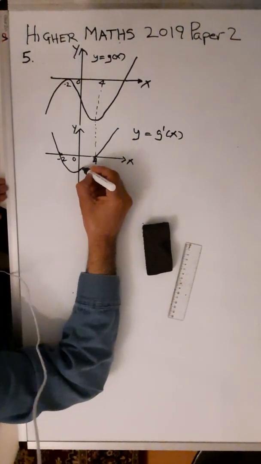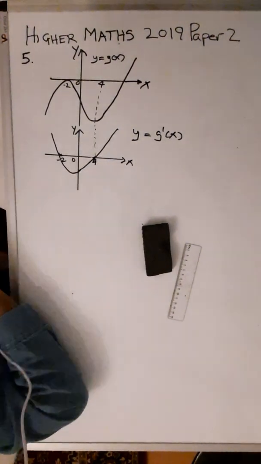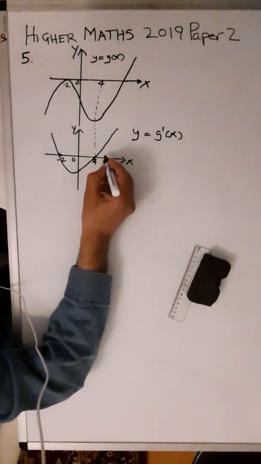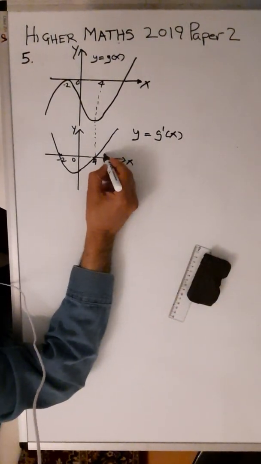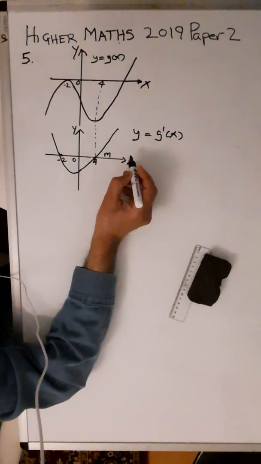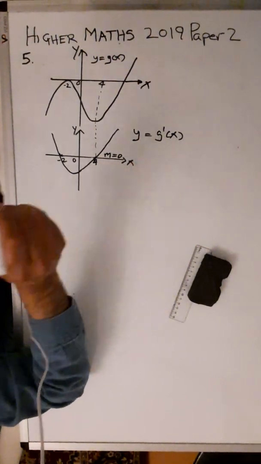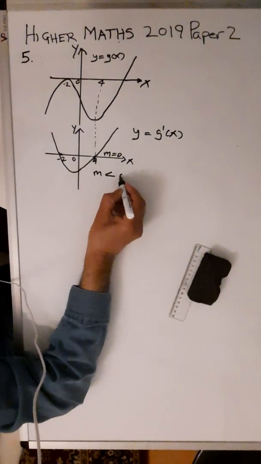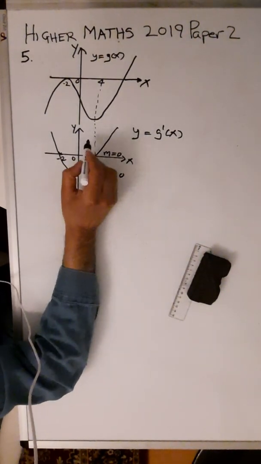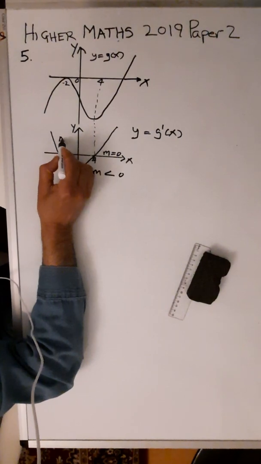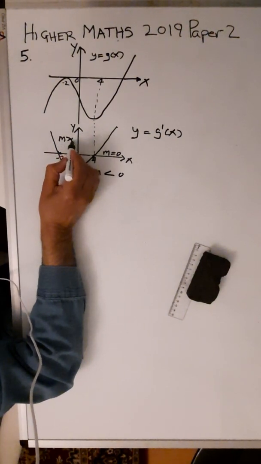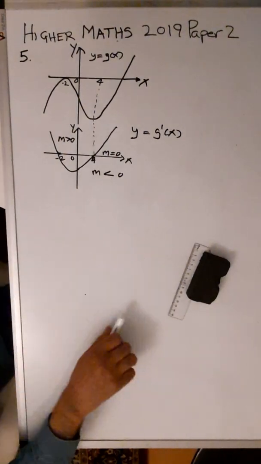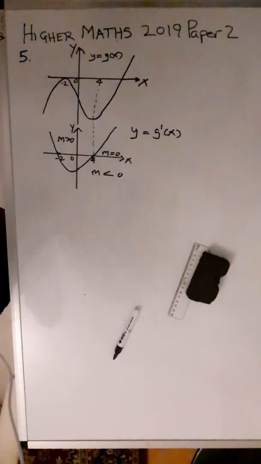That's the gradient curve there. So in the g dashed x curve, the gradient, represented by the letter m, on the x-axis is equal to 0. Below the x-axis, the gradient is less than 0, and above the x-axis, the gradient is greater than 0. So that's your gradient curve, g dashed x, for 2 marks.